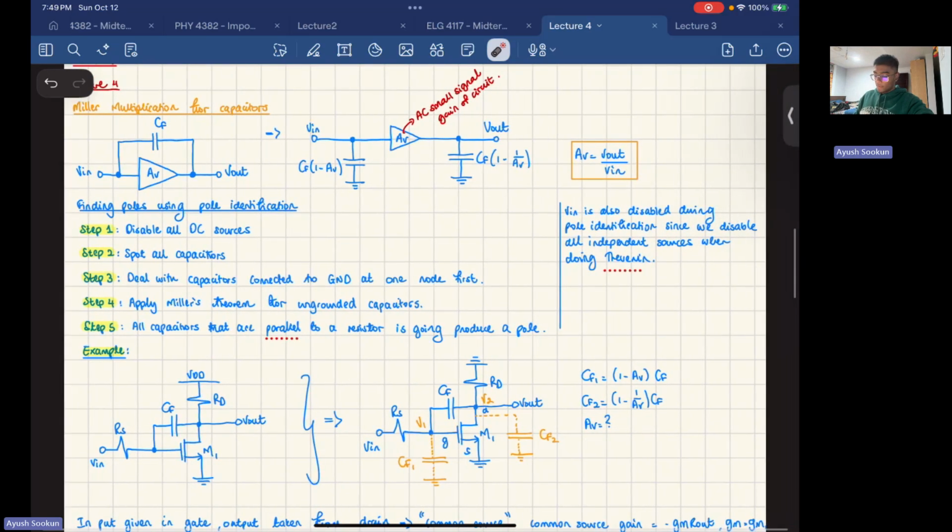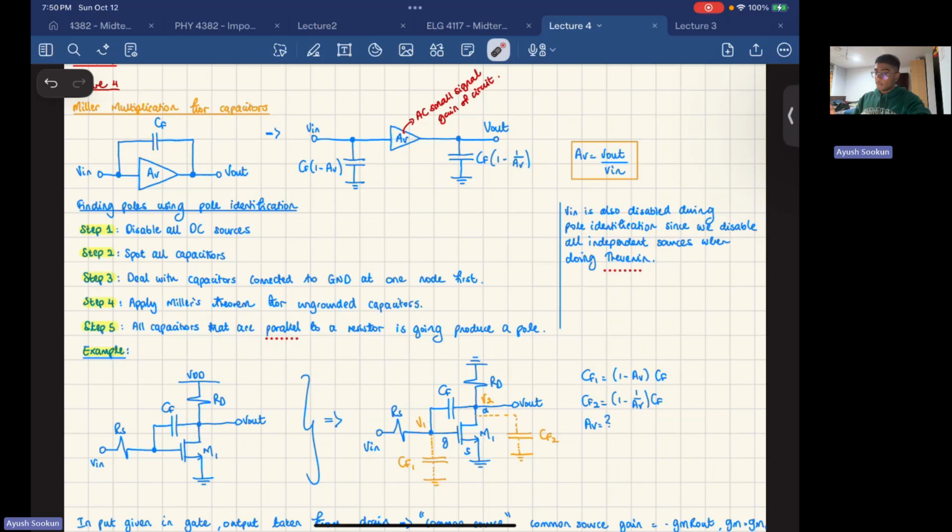Now, very, very important. How do we spot the poles of a circuit without doing crazy analysis? This is the key point here. All the capacitors that are connected to ground on one point, well, that's not, it doesn't have to be connected to ground. All the capacitors that are parallel to a resistor are going to produce a pole, right? So if you have a capacitor in parallel with a resistor, that's going to produce a pole.